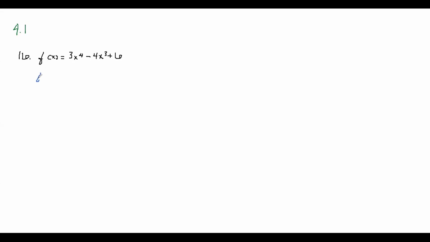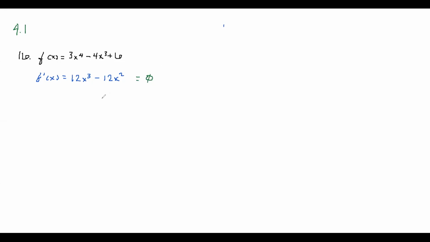Yes, I'm going to find the derivative. So the derivative of this is going to be 3 times 4, that'll be 12x cubed using the power rule, minus 12x squared using the power rule, plus 0. So here is my derivative. Now what do I do? I have the derivative. Set it equal to 0.